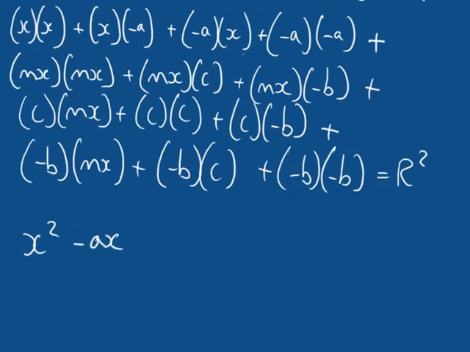Again, we've got minus a times x and minus ax, so that's actually going to become a minus ax. Minus a times minus a is going to give us plus a, plus mx times mx is going to be m squared x squared, so plus m squared x squared, plus mx multiplied by c is going to be, we could say mxc. I'm actually going to say cmx.